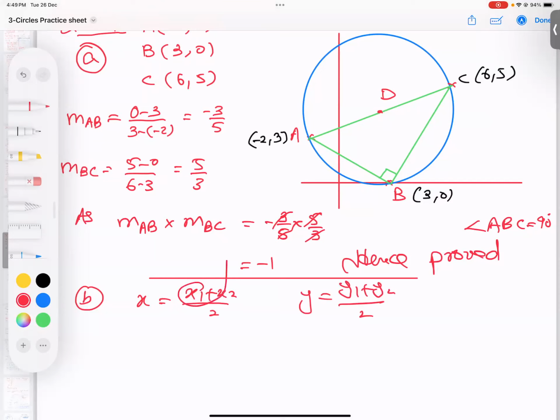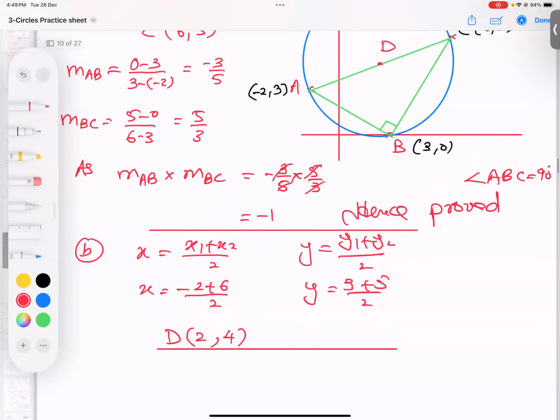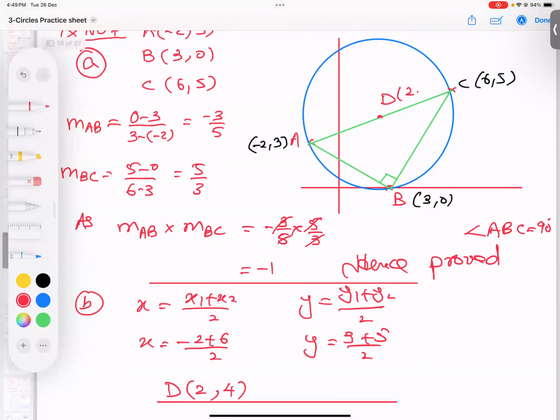So I'm applying x1 from here, x2 from here. I think you understood well. So negative 2 plus 6 divided by 2, same approach, y1 plus y2 divided by 2. And I got the D coordinate: 4 by 2, so I got a 2. Hold on. Yeah, I got a 2. And 8 by 2, I got a 4. So I think the point is very, very clear. I got the center of the circle, so 2, 4. I'm writing here 2, 4.